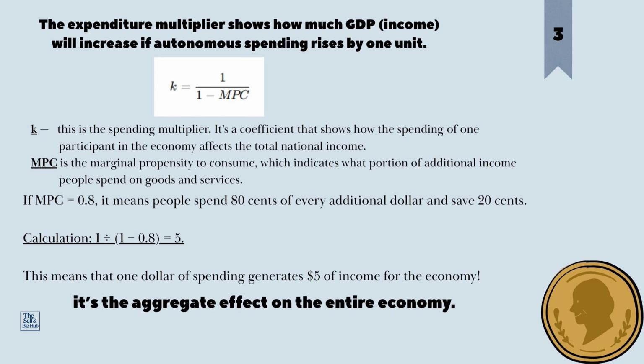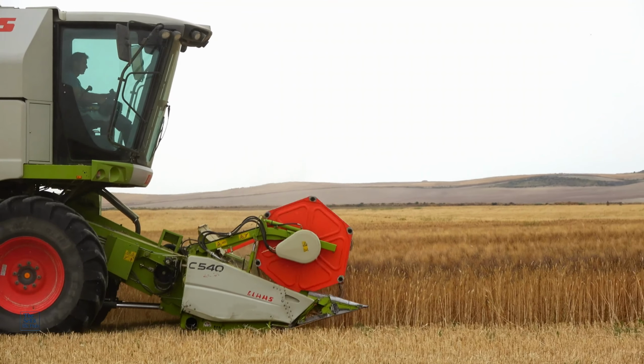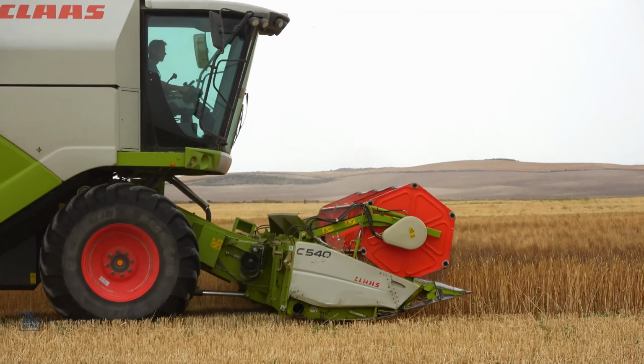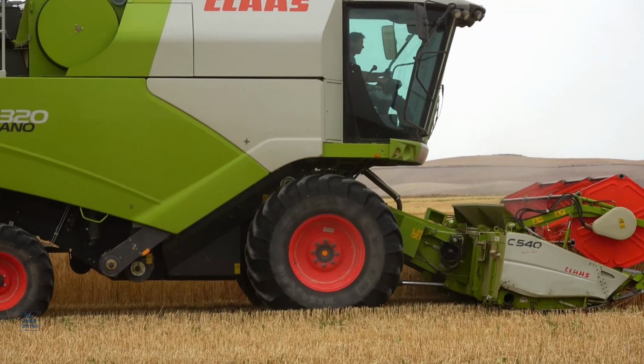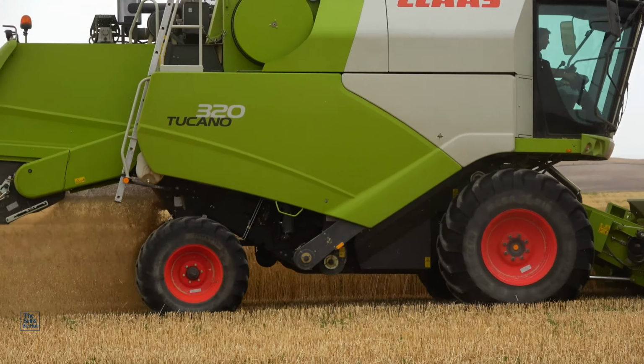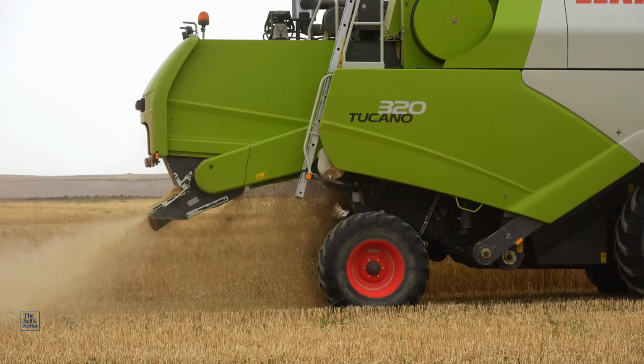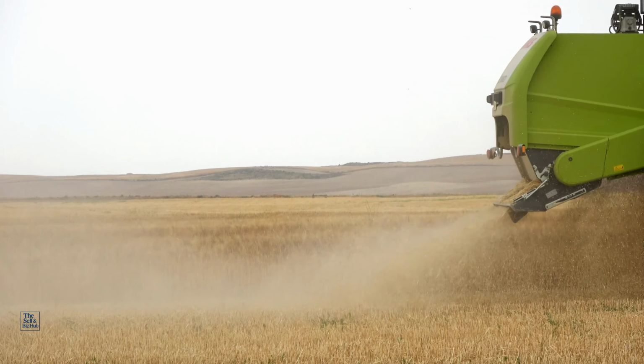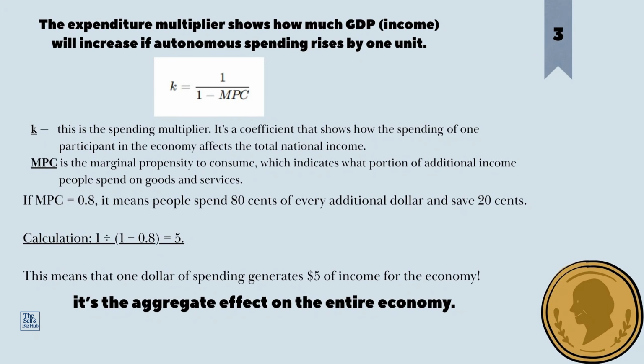It shows how one agent's spending stimulates the economy through the incomes of others. In other words, it's the aggregate effect on the entire economy. Example: a farmer buys equipment. That dollar becomes income for another business or worker. Part of that income is then spent again on goods and services. Over several rounds, these expenditures snowball, and the total income effect for the economy equals $5.